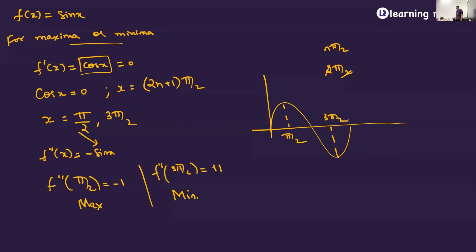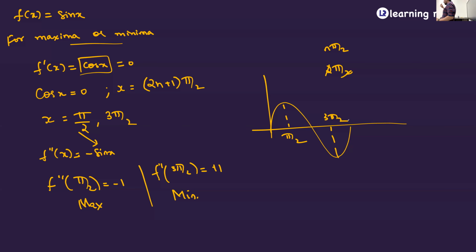Similarly, what will be the other points where it will be maximum? Keep adding 2 pi to it. 2 pi plus pi by 2 is 5 pi by 2, 2 pi plus 3 pi by 2 is 7 pi by 2. So at 5 pi by 2 maximum, 7 pi by 2 minimum. Then 9 pi by 2 maximum, 11 pi by 2 minimum, and it keeps on going like that. The same thing will happen symmetrically on the left hand side, meaning minus pi by 2, minus 3 pi by 2.